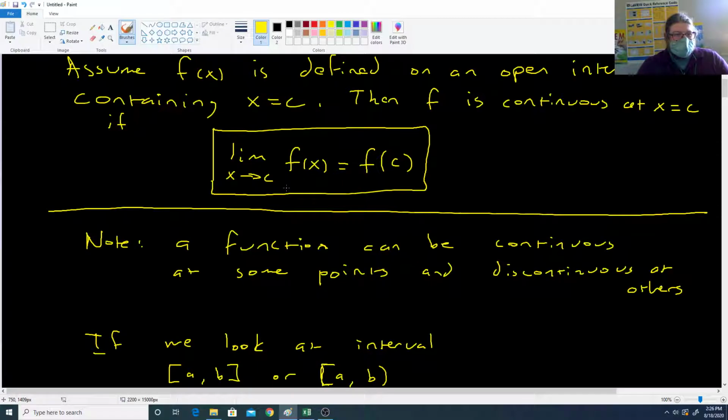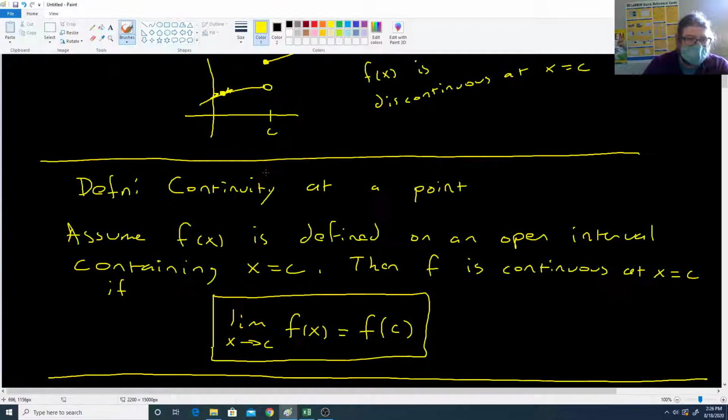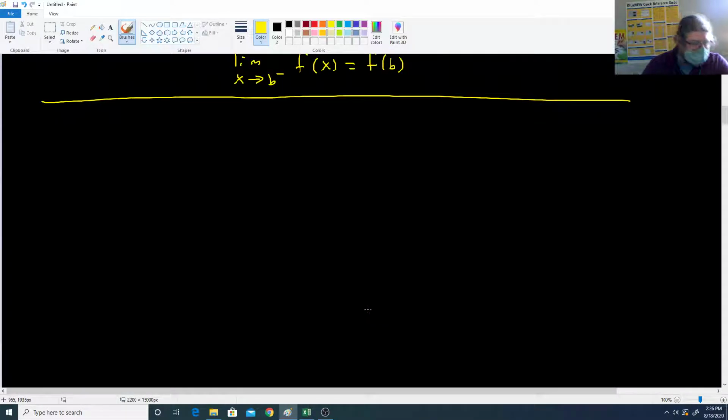So basically, for continuity, you need the limit of the function to exist, you need the function's value to exist, and you need those two things to be the same at the point. So we're going to focus on just our first example or two from this section, and we want to show the following are continuous.